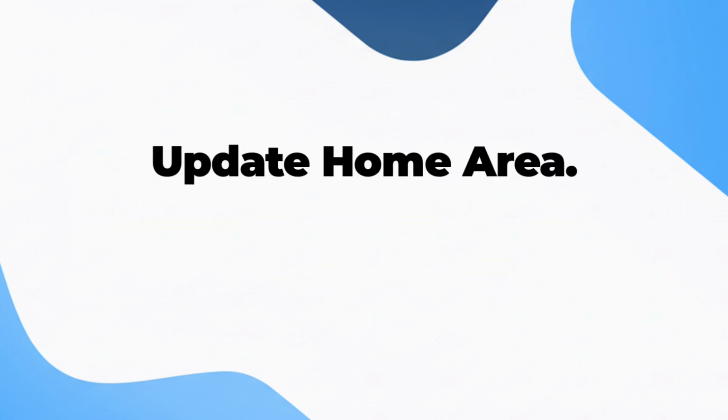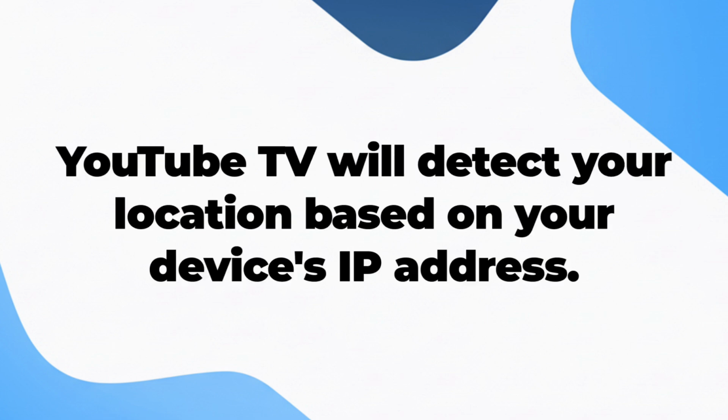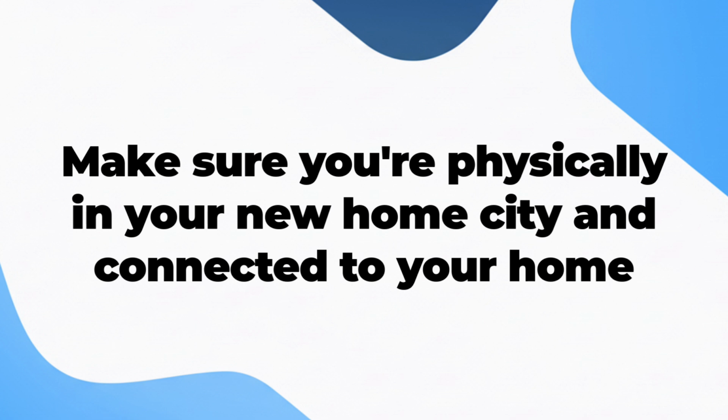Step 4. Update Home Area. Click Update next to Home Area. YouTube TV will detect your location based on your device's IP address. Make sure you're physically in your new home city and connected to your home Wi-Fi network.